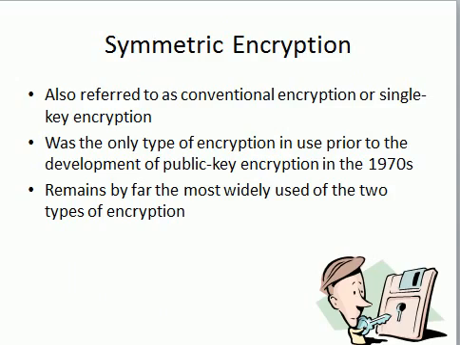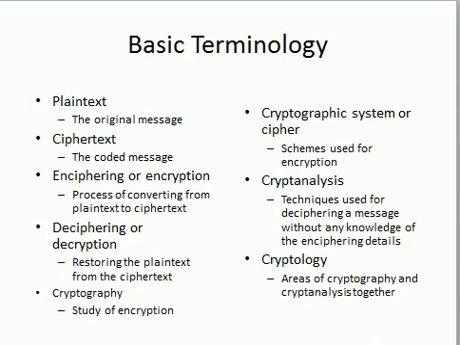Now, coming to the second dimension, that is the number of keys being used, here we are going to discuss two encryption mechanisms. One is the symmetric encryption and the other is the asymmetric encryption. Now coming to symmetric encryption, it is also referred to as conventional encryption and otherwise called single key encryption. Here only one key is used, and this is the method which is widely used by people.